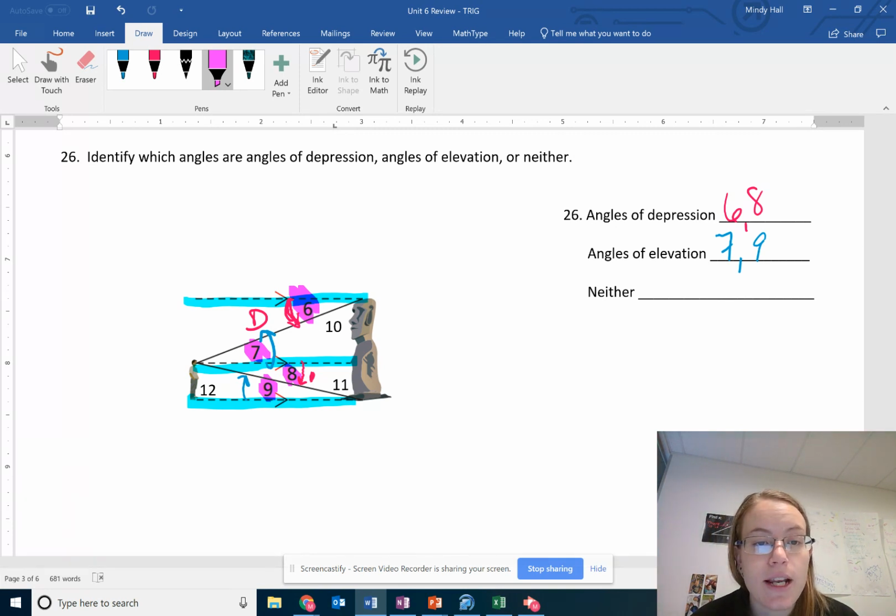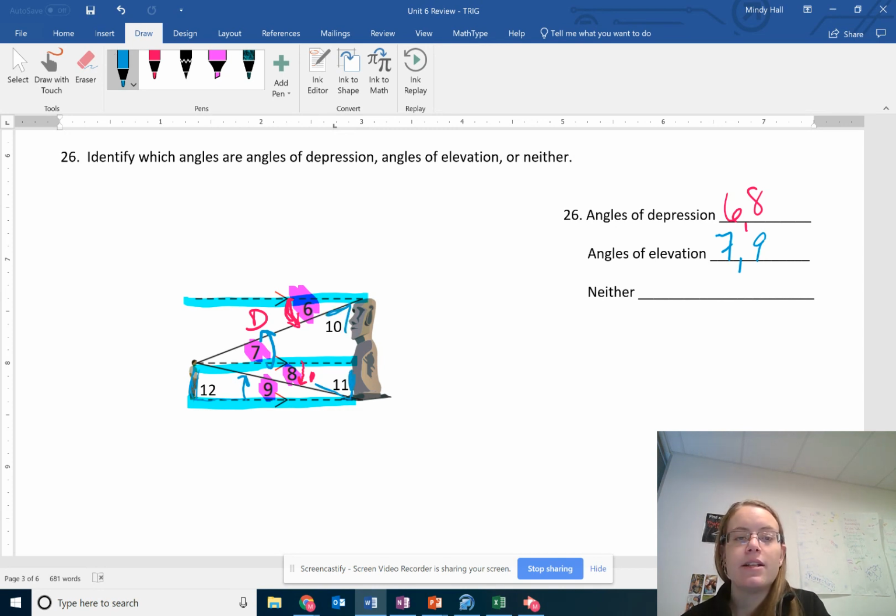So if you're looking at angles 10, 11, and 12, notice that even though, like angle 12, it technically is touching that horizontal line, it's a 90-degree angle, and it's not really going to be considered an angle of elevation because it's just 90 degrees. It's a right angle. And same with 11. 11 doesn't have a horizontal line that it's getting based off of. It's just this angle, so that's not going to work. And same with 10, there's no horizontal line. So 10, 11, and 12 are all neither. Okay.